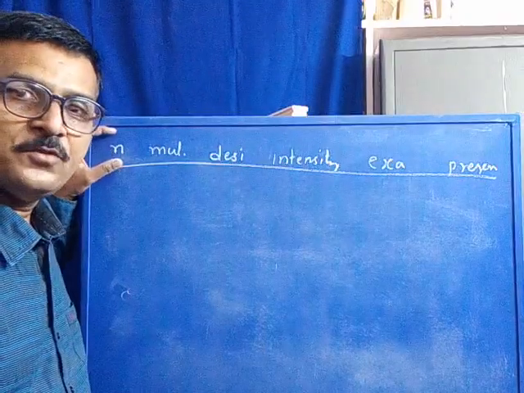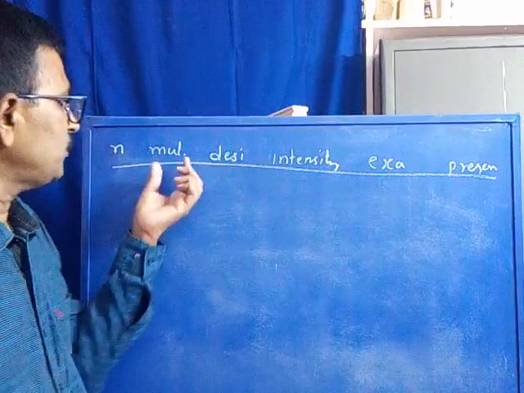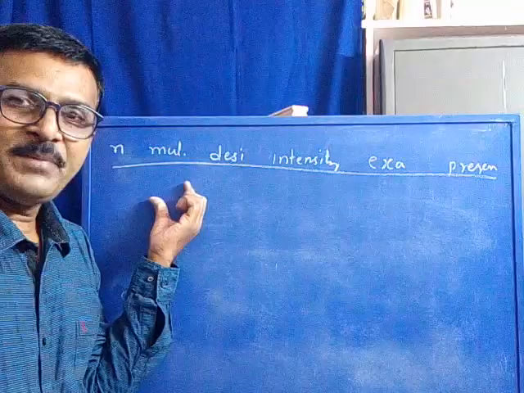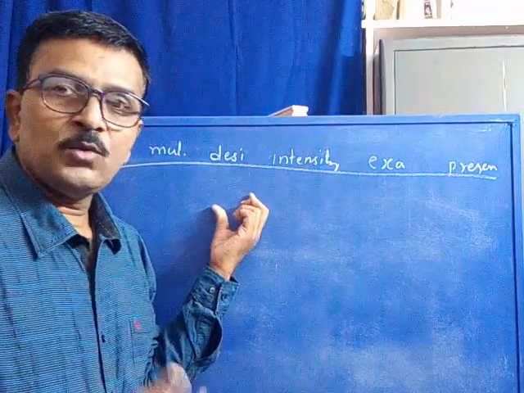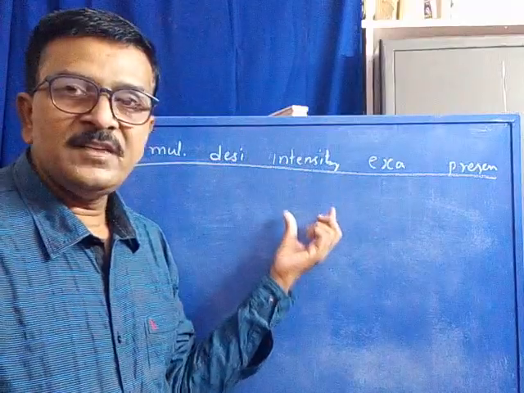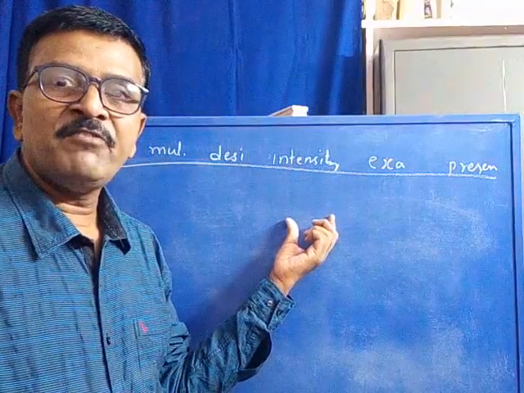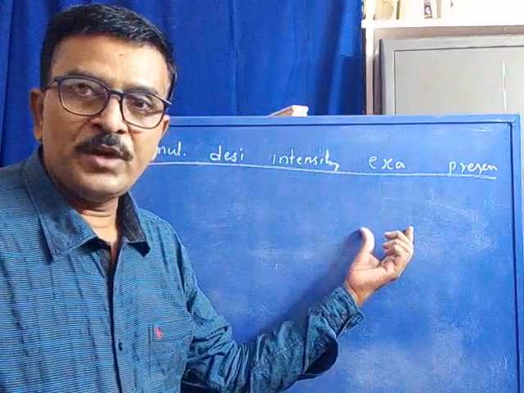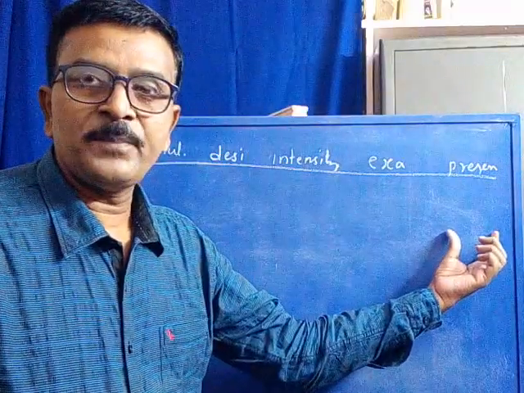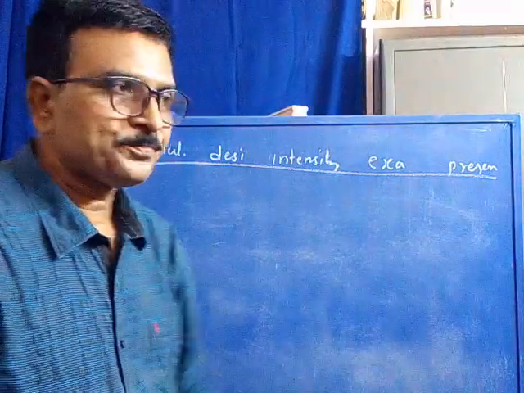This is the n value. The first column belongs to the n value. This is multiplicity, that is, how many lines. Designation, how to designate. And this is intensity, that is, the height of every line in a signal. This is the example we are going to study: how to present the spectrum, how to present the signal.